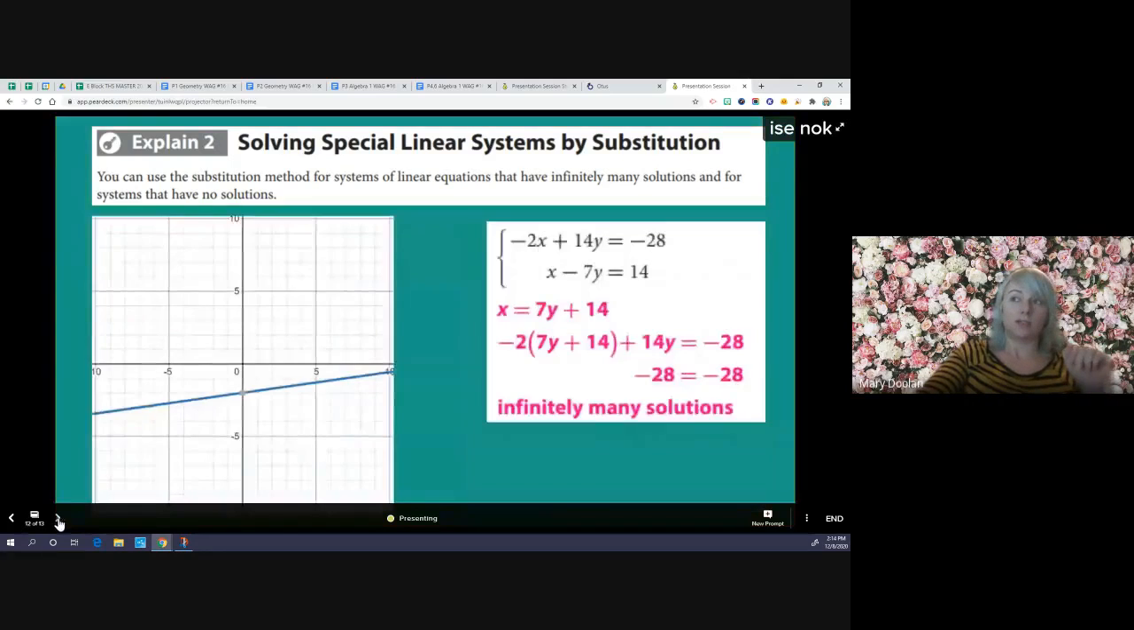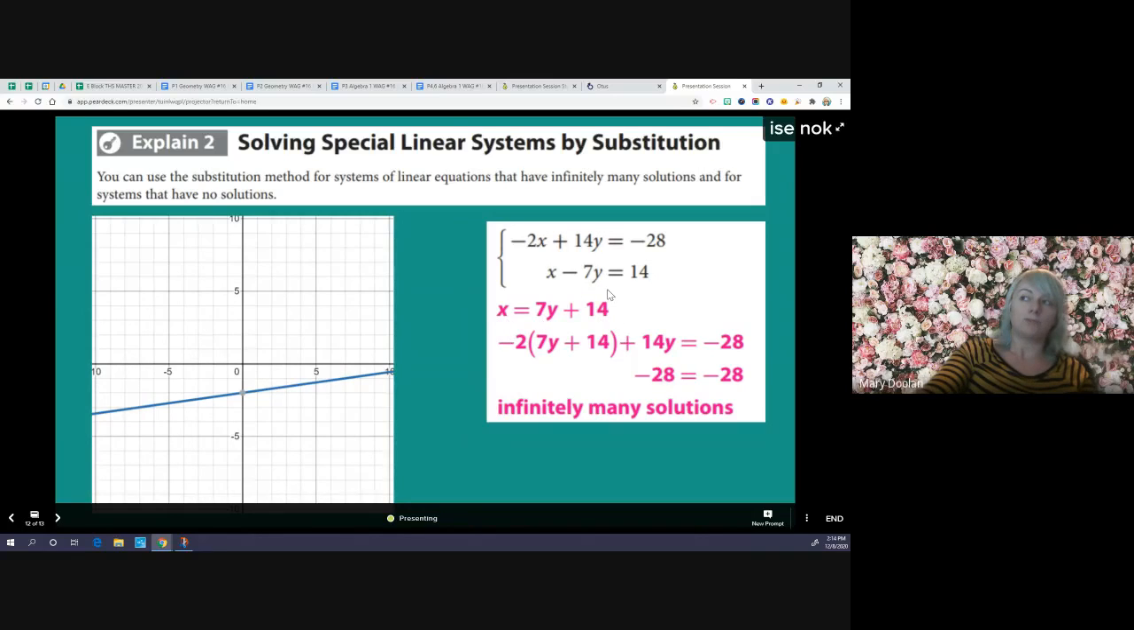The other case, here's another system. Negative 2x plus 14y equals negative 28. X minus 7y equals 14. So if we start solving this with substitution, well, I need to take one of these equations and solve it for one of the variables. You look at the coefficients, you have negative 2, 14, negative 7, 1. If you have a coefficient of 1, you want to use this equation and solve it for that variable. And so that's what they did here. X equals 7y plus 14 because we add 7y to both sides.